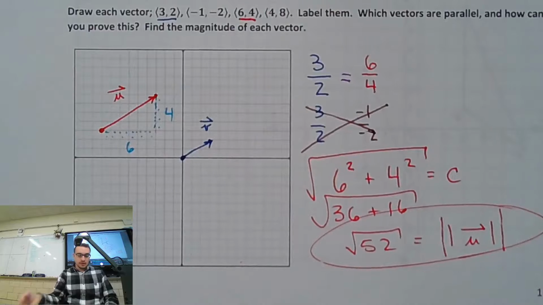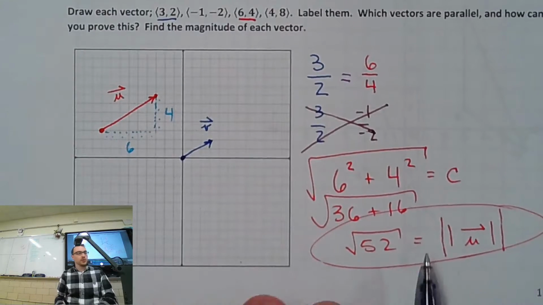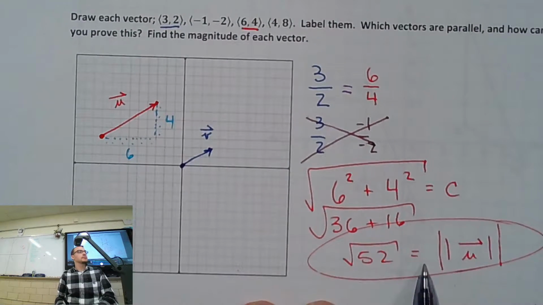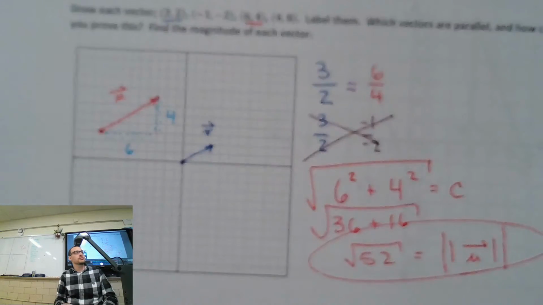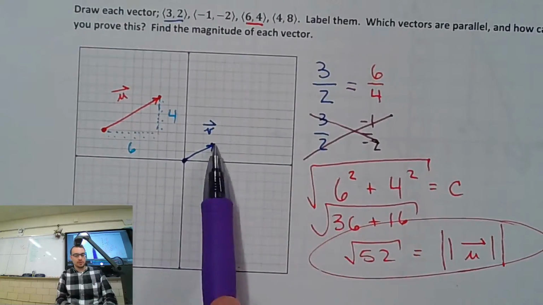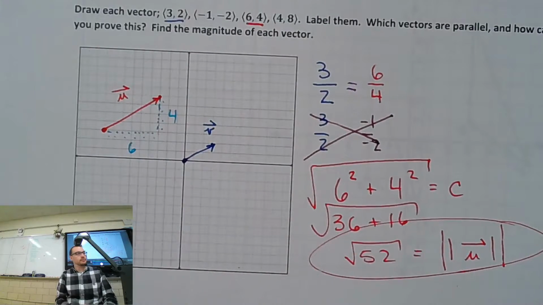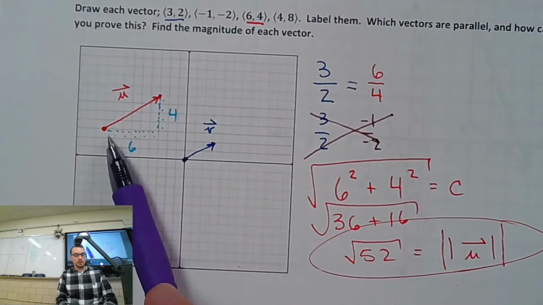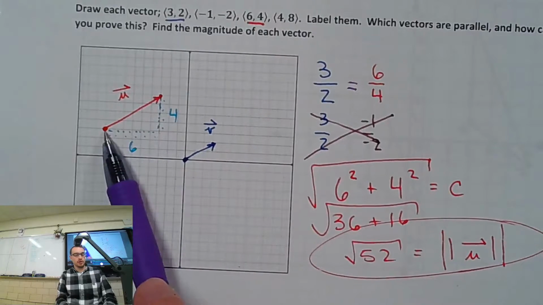How do we feel about finding magnitude? It's Pythagorean, right? Feel pretty good about that? How do we feel about graphing vectors? Place a dot somewhere, do what it says. 3 to the right, 2 up. 6 to the right, 4 up. Direction matters. So you go from your starting point to the new point.